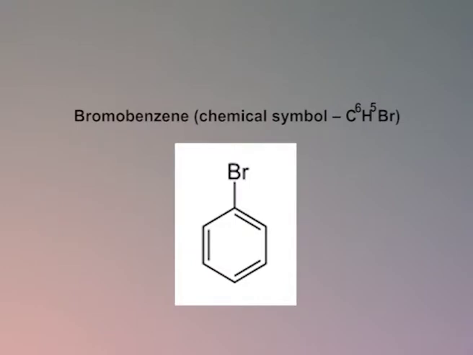Then comes bromobenzene with the symbol C6H5Br. It is an aryl halide formed by electrophilic aromatic substitution of benzene using bromine.